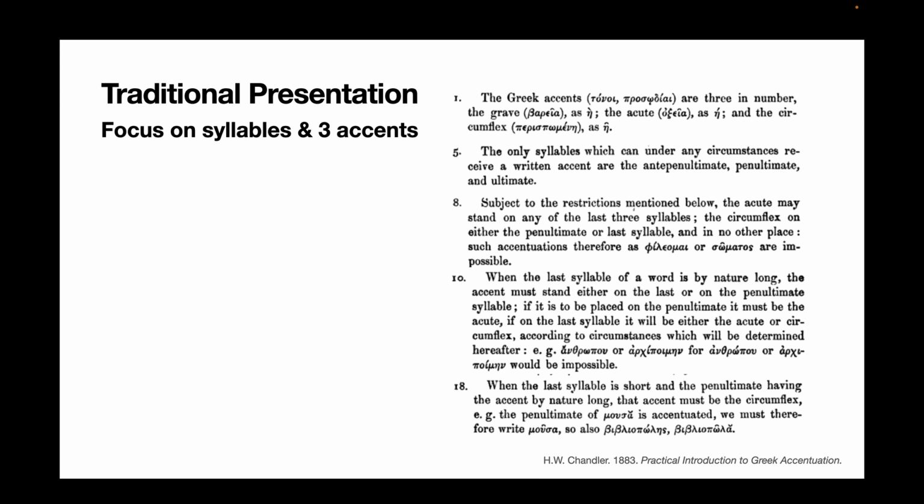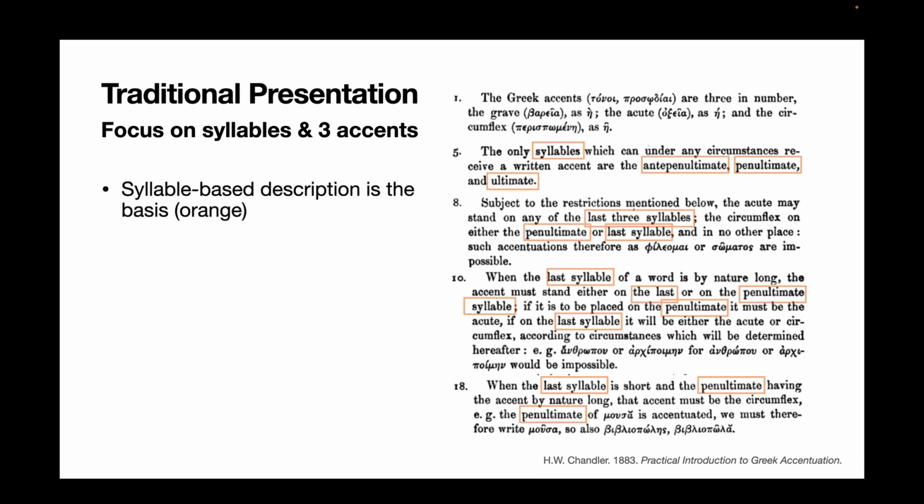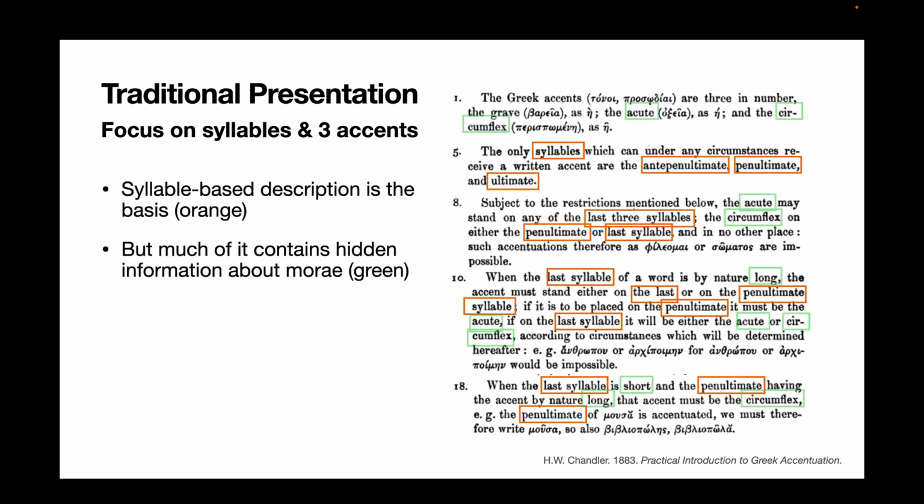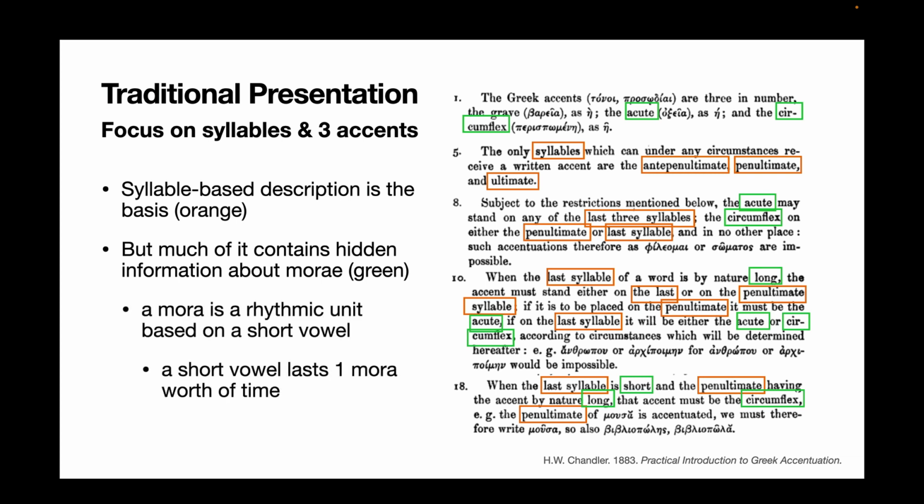So the traditional rules that we all learn in first year Greek, or on our own if we're studying on our own, here is a representative version. This is Chandler's Practical Introduction to Greek Accentuation, also late 19th century, like the rabbit-duck illusion. But things haven't really changed. Almost any textbook will have some version of this. And if you look at it very closely, what you'll notice is that we base this on the description of syllables, and everything that's in an orange box is straightforwardly syllabic information.